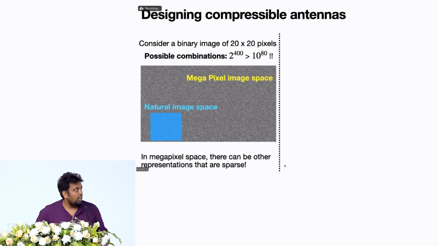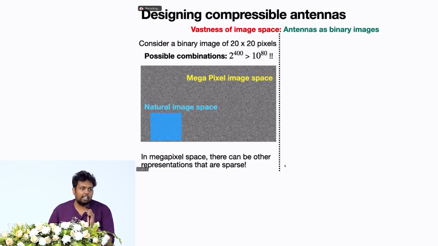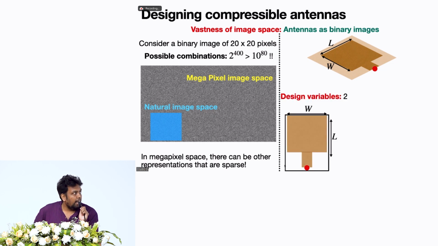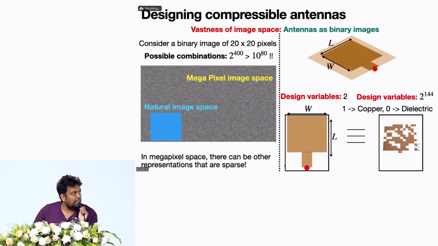It's compressible. So let's think of an antenna as a binary image. This is how a typical microstrip patch antenna looks, and you can see we can only control 2 design variables here. But what if I tessellate it into, say, an exponential space? We expect it to get compressed as per the analogy I have given from the image perspective.